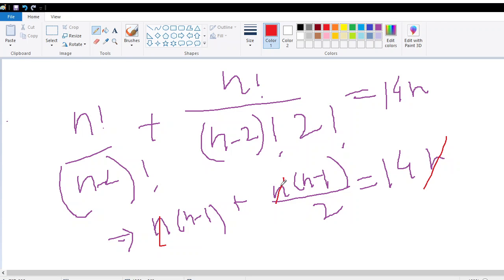Into n minus 1 is equal to 28, so it is 2n minus 2 into n minus 1 is equal to 28.